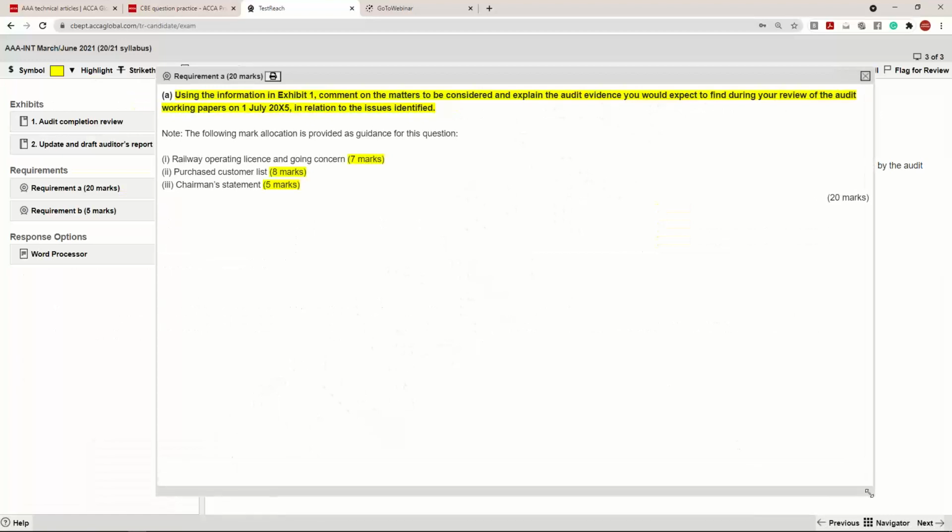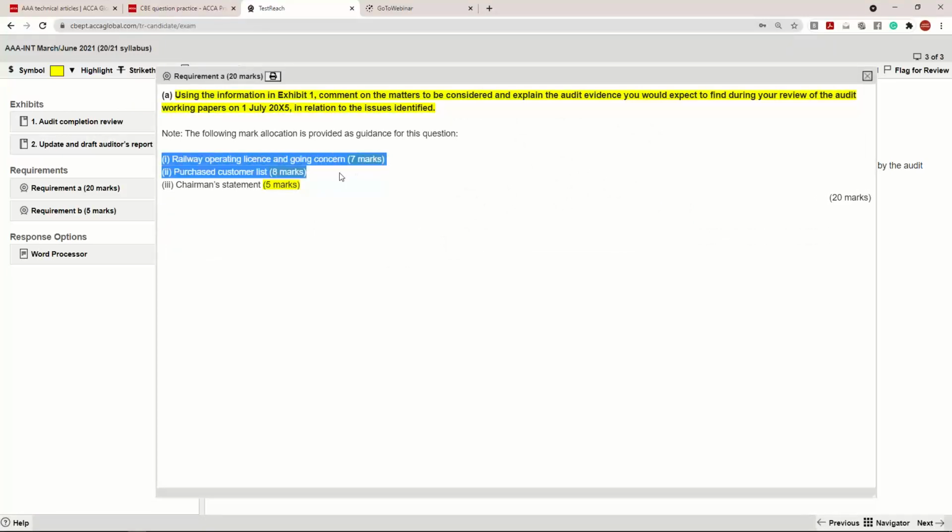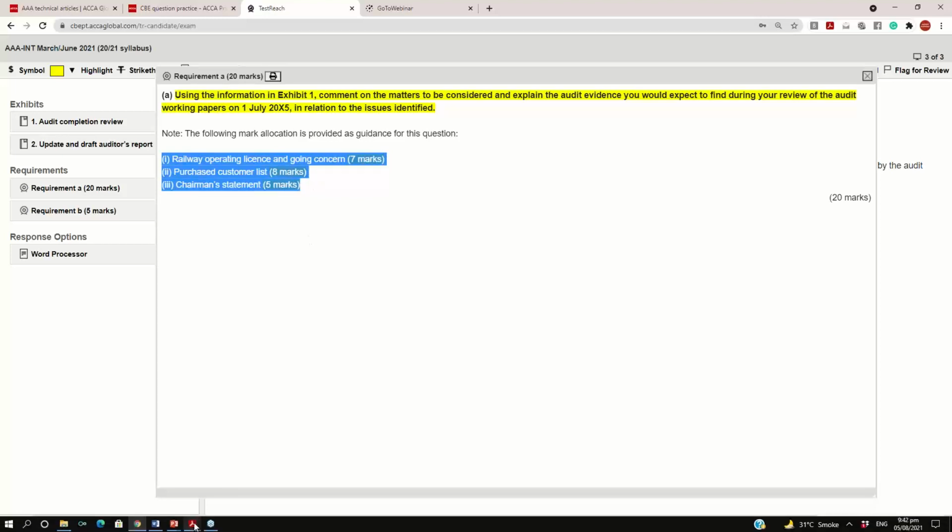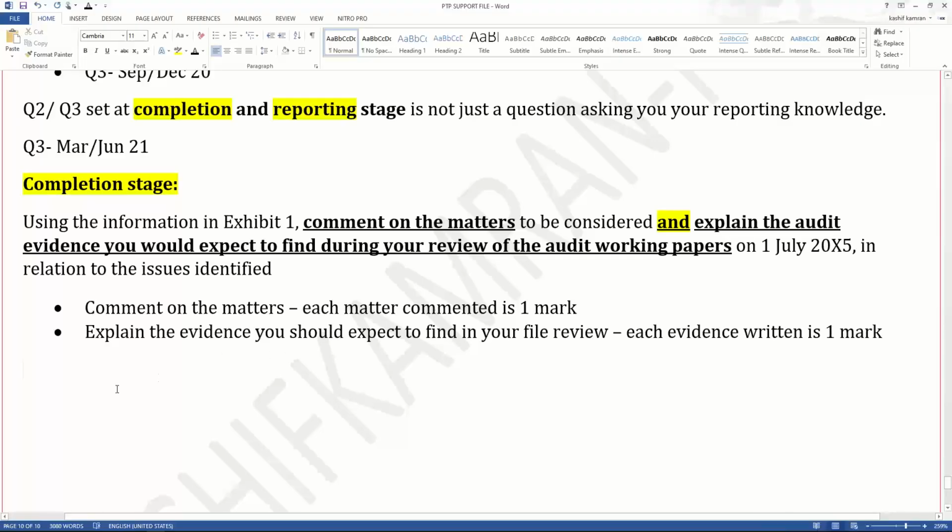Can you see the screen? The first issue is the railway operating license and going concern, then the purchase of a customer list, and the chairman's statement. Control C, and you come back to the word processor. We have 3 issues in the case study.